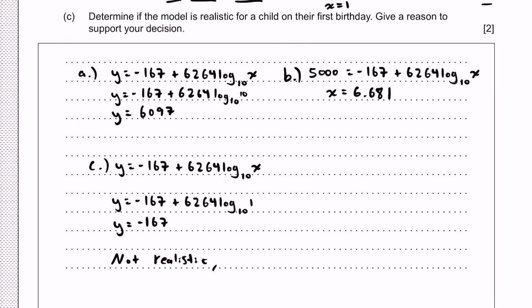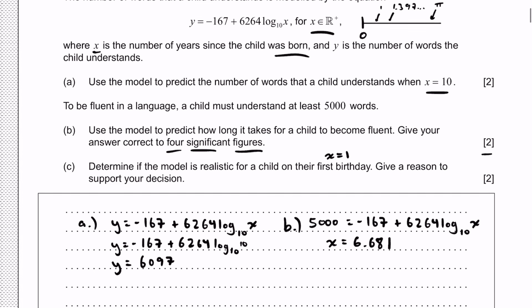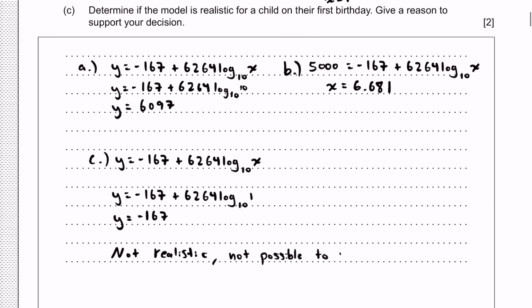Realistic. What can we say? We can say it's not possible for a child to understand negative words. Not possible to understand a negative number of words. Now, there can be words we don't know, but I can't exactly say that I understand negative words.